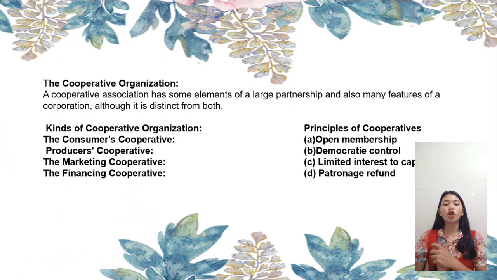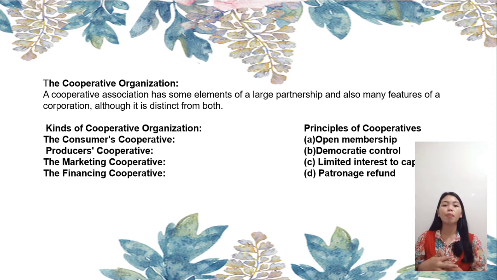So next is the cooperative organization. A cooperative association has some elements of a large partnership and also many features of a corporation, although it is distinct from both. The principal theory of the cooperative association is the elimination of profit as the controlling motivation and the reduction of certain economic evils.